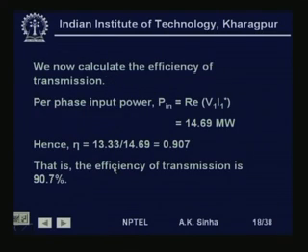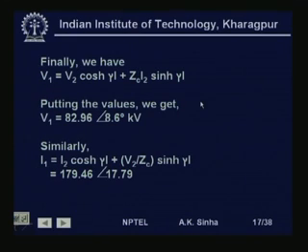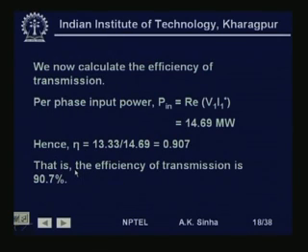Now, we can calculate the efficiency of the transmission. So, per phase input power will be given by the real part of V1 I1 conjugate. If we do this multiplication, because we know V1 is this and I1 is this, we will take a conjugate, which means we will put a negative sign to this angle, and then we multiply these two and take only the real part of that. Then we get this as equal to 14.69 megawatt.